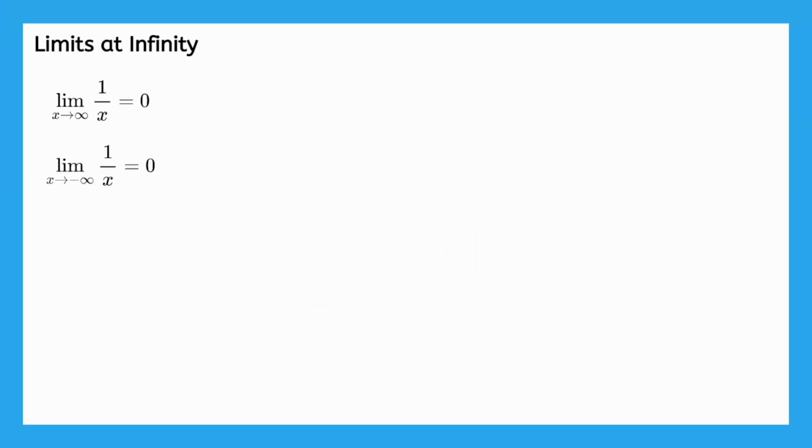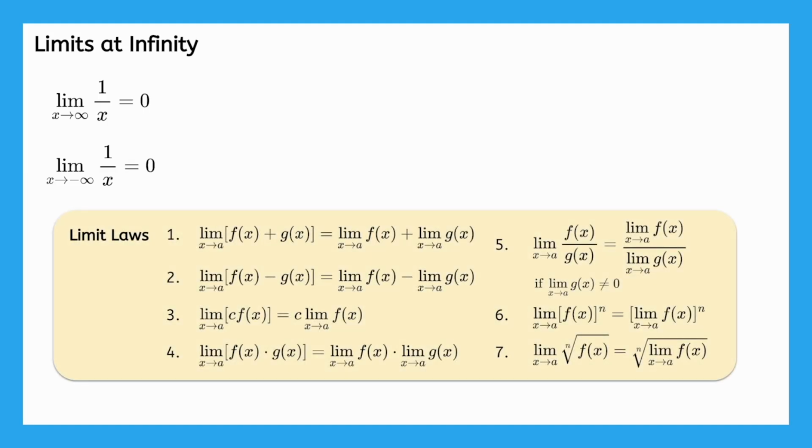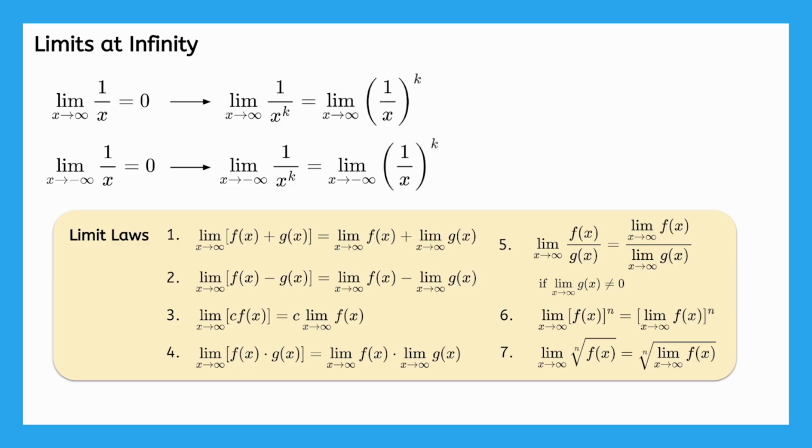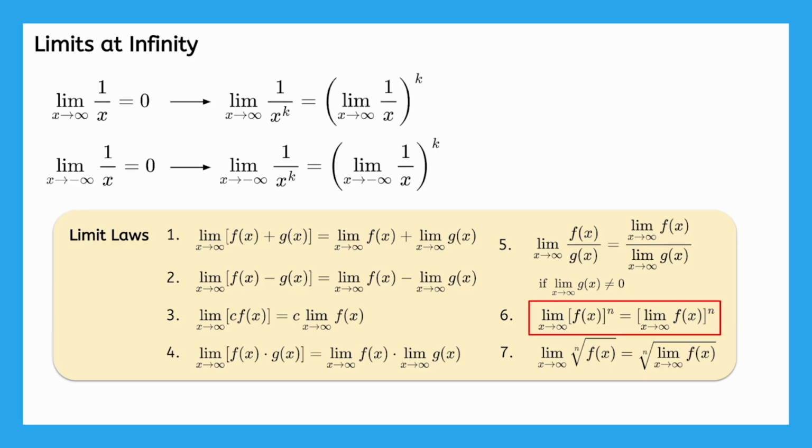Now, from these limits, we can derive some more general limits that will prove very useful later. Limits at infinity follow the same laws as other limits. We just replace the a with the positive or the negative infinity symbol. Let's find the limit as x approaches positive or negative infinity of 1 over x to any positive integer power k, which is the same as the limit of 1 over x to the k. Using the power law, we can rewrite this limit as the value of the limit of 1 over x to the power of k, which we know is 0, and 0 to the power of any positive integer is just 0.